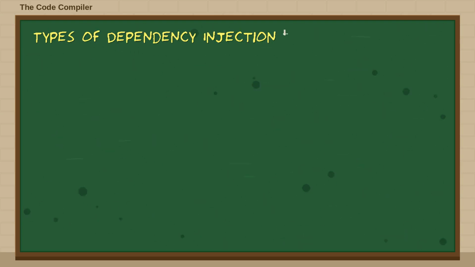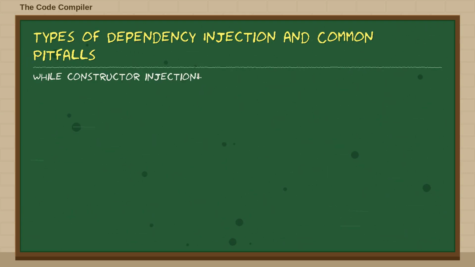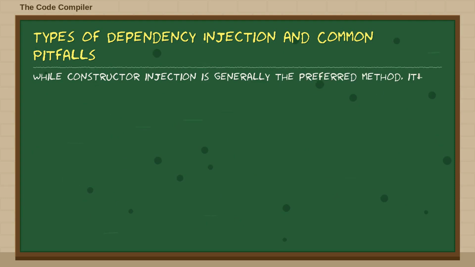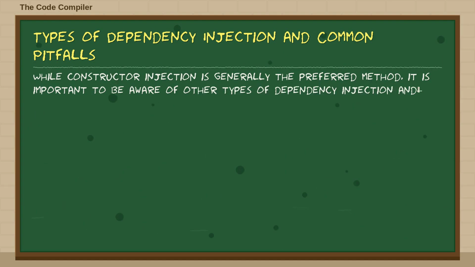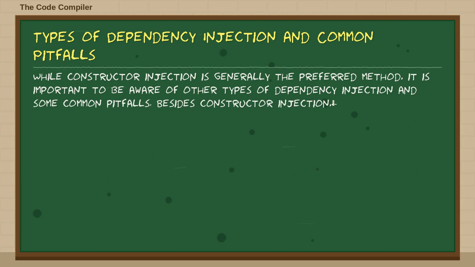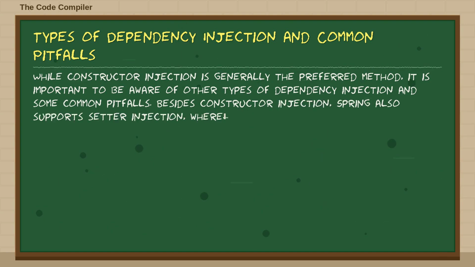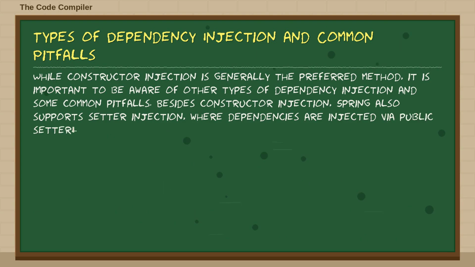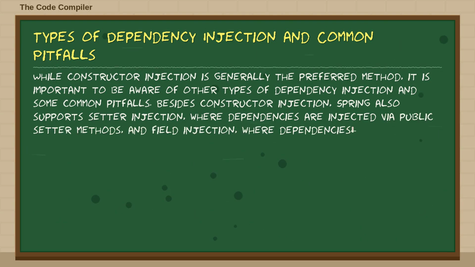While constructor injection is generally the preferred method, it is important to be aware of other types of dependency injection and some common pitfalls. Besides constructor injection, Spring also supports setter injection, where dependencies are injected via public setter methods, and field injection, where dependencies are injected directly into fields using the @Autowired annotation. However, field injection is often discouraged because it hides dependencies and makes testing more difficult.